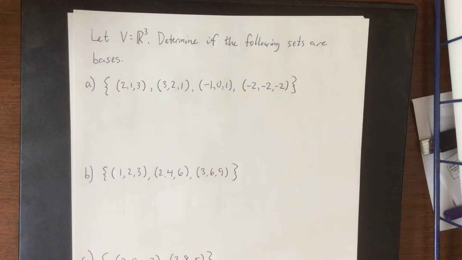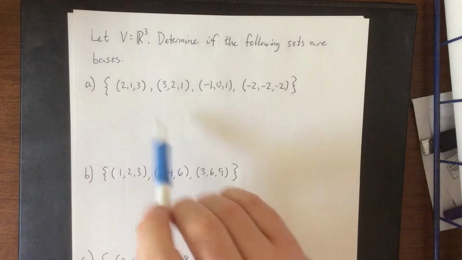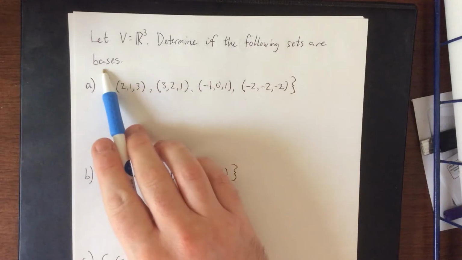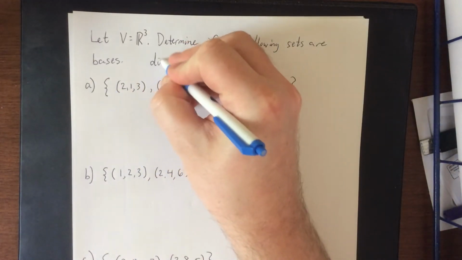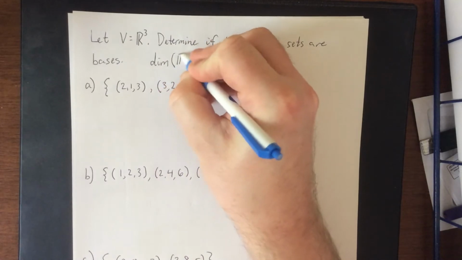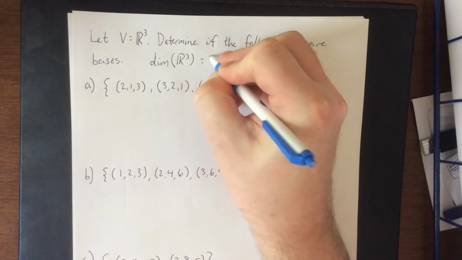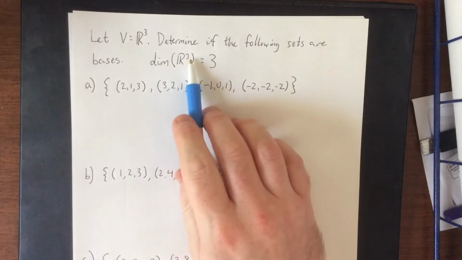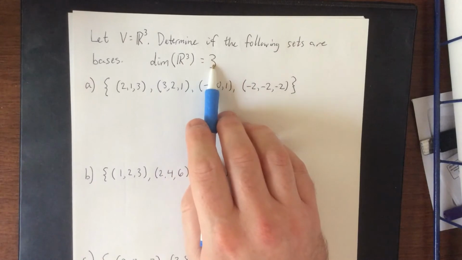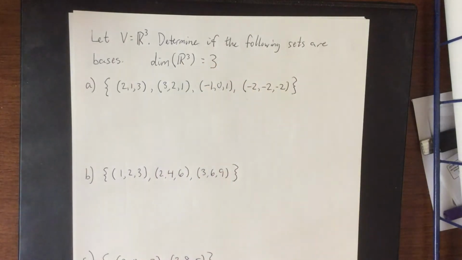In this video, we're going to take a look at a couple of subsets of vectors in R3. So our vector space is R3. We're going to determine if the following sets are bases. First thing we should point out is that the dimension of R3 is going to be equal to 3. In general, we refer to Rn as n-dimensional Euclidean space, and that's why R3 would be considered three-dimensional space.